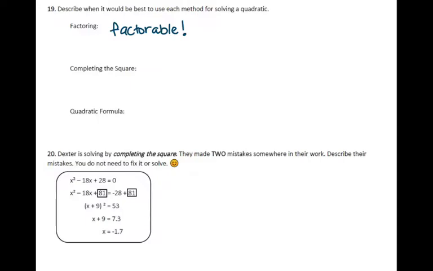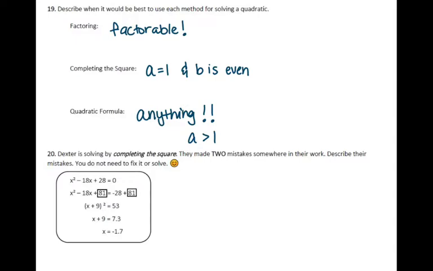quadratic. For completing the square, I like to do completing the square if A is equal to 1 and B is even. The key with B being even is because you are taking half of B, and it's a lot easier to take half of an even number than it is to take half of an odd number. And it does make it easier factoring-wise as well as you're completing the square. Quadratic formula really works for anything. I mostly like to use the quadratic formula if A is bigger than 1 or it's not factorable, since it does work for everything.